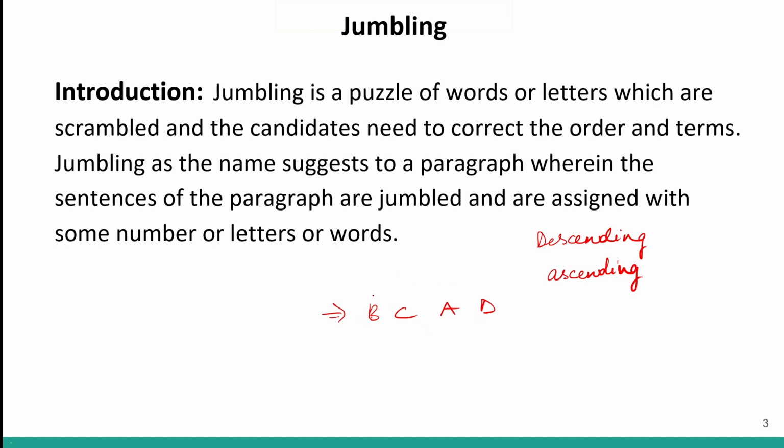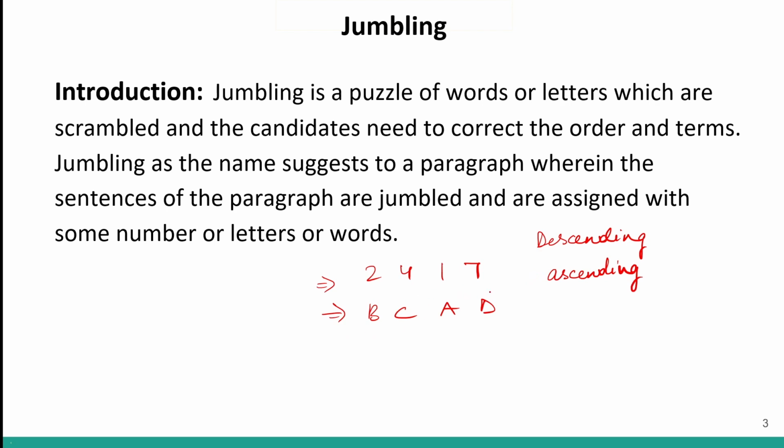Correct? It could be letters, alphabets, it could be numbers also. So it could be 22, then 4, then 1, and then 7. Again, there is no particular order. These are not in descending order or ascending order. That means they are jumbled up.